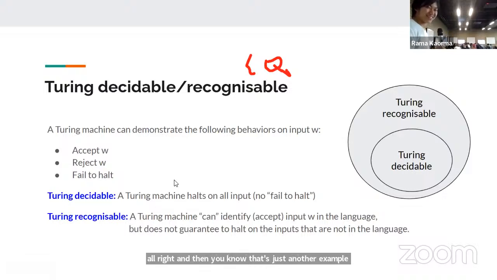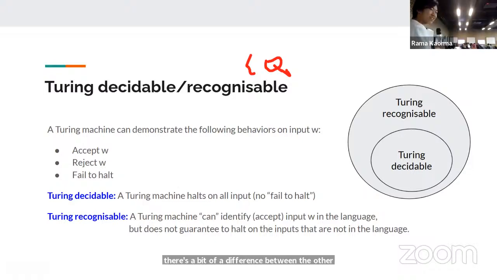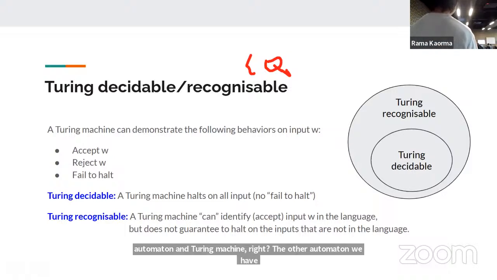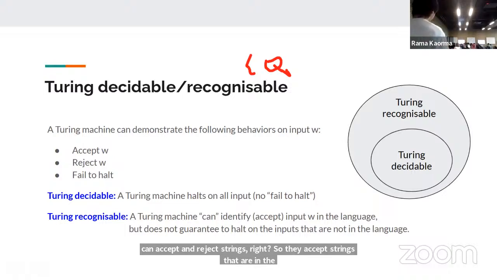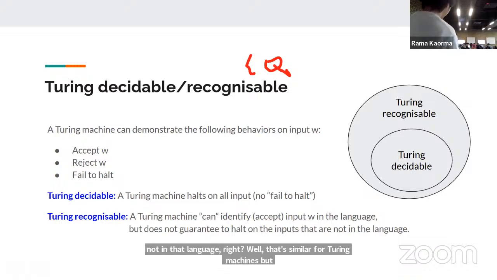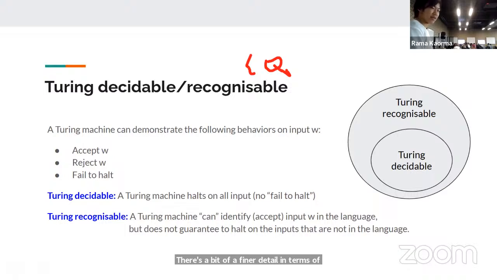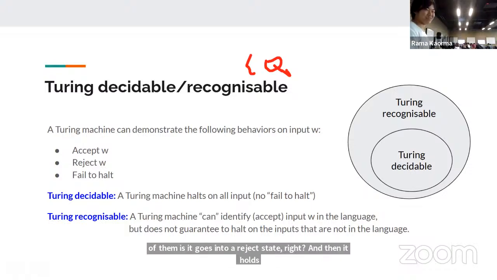Okay, so there's a bit of a difference between the other automata and Turing machines, right? The other automata can accept and reject strings. They accept strings that are in the language they recognize, and they reject strings that are not in that language. That's similar for Turing machines, but there's a finer detail in terms of rejection. There are two ways that a Turing machine can reject a string. One of them is it goes into a reject state and then it halts. But it can also go into an infinite loop, which is sort of a problem, right?